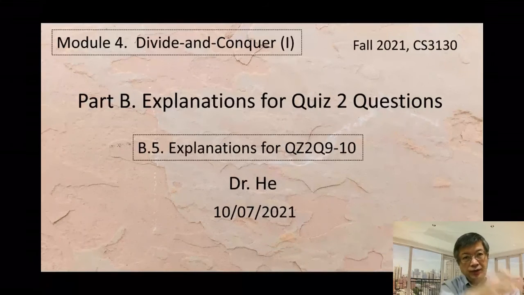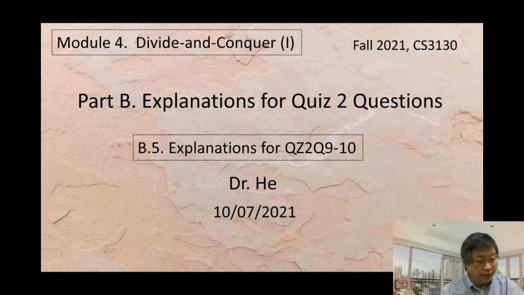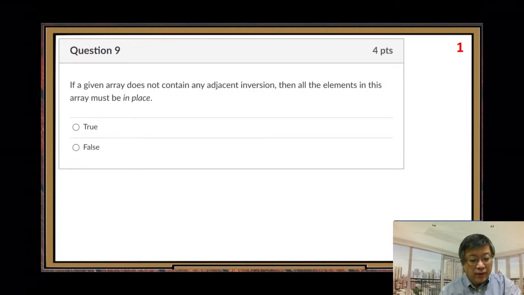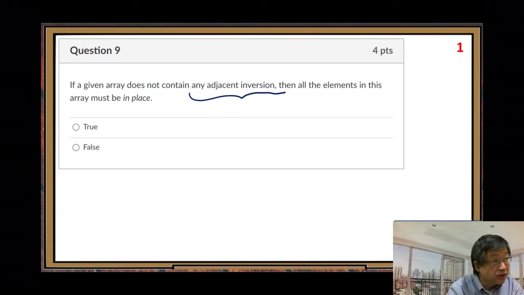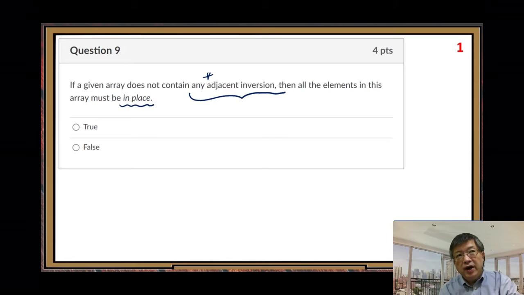The last two questions of quiz 2. The first one, question number 9: if a given array does not contain any adjacent inversion, then all the elements in this array must be in place. Here, I use the terminology "in place". Actually, it means this array is ordered.